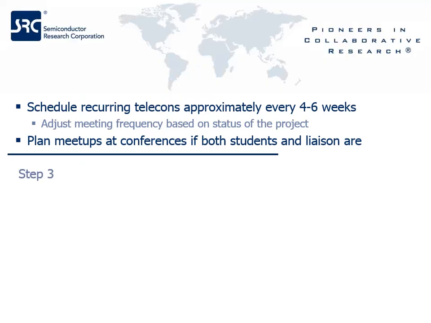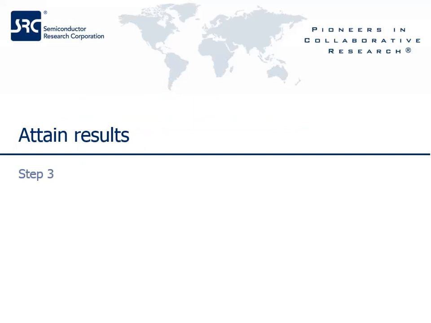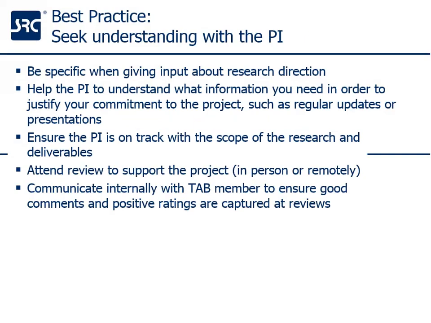Okay, so let's go to step 3, which is about attaining results. Another of my best practices that I've outlined is seeking understanding with the PI. Your company is paying for research at some of the best universities in the world, accomplishing research goals that are going to further your company and the industry. And the best way that you can take advantage of this membership is through the liaison program.